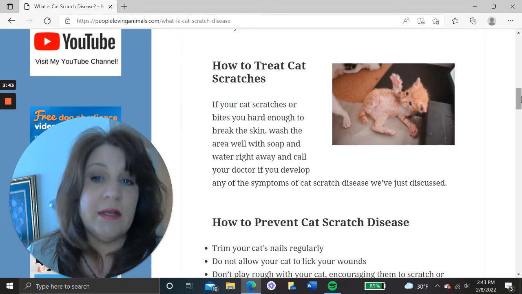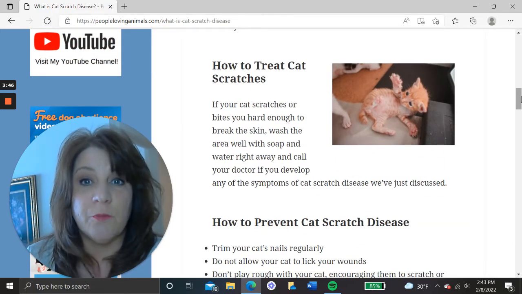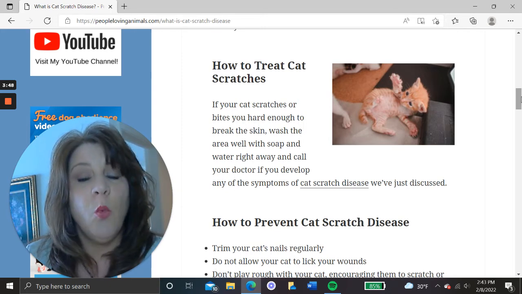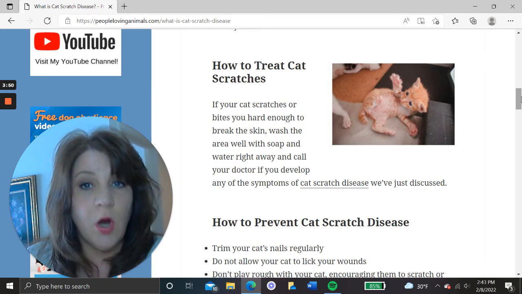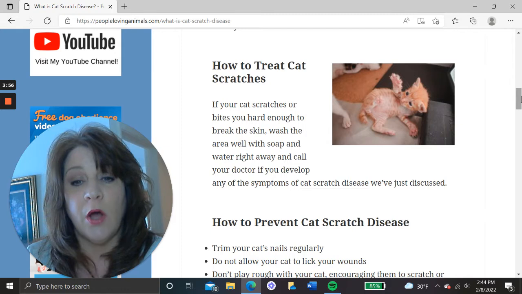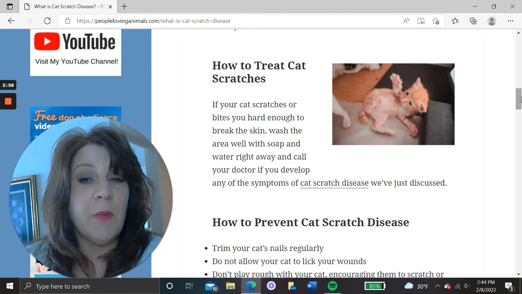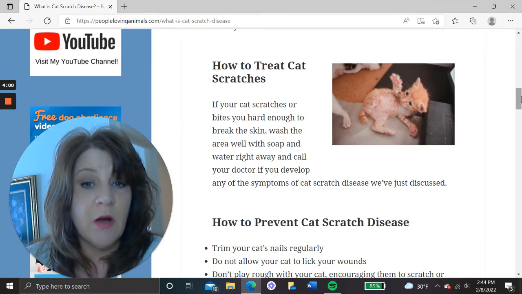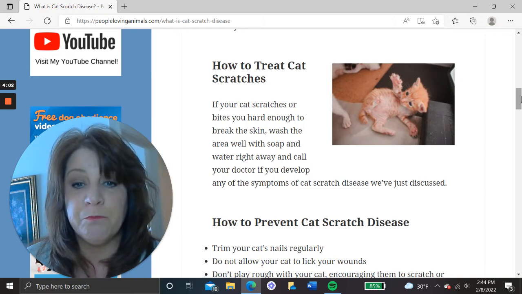Now, how to treat cat scratches. If your cat scratches or bites you hard enough to break the skin, wash the area well with soap and water right away. Get rid of the bacteria the best you can right away by washing it with soap and water. And if you develop any of the symptoms that we just talked about, call your doctor, okay?